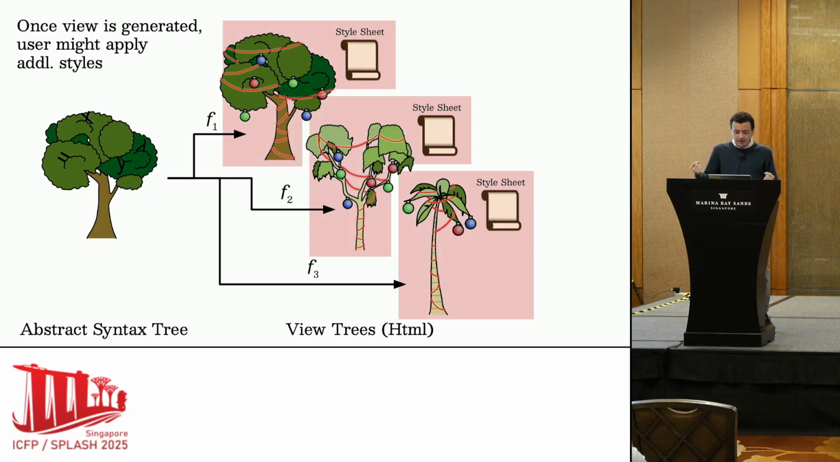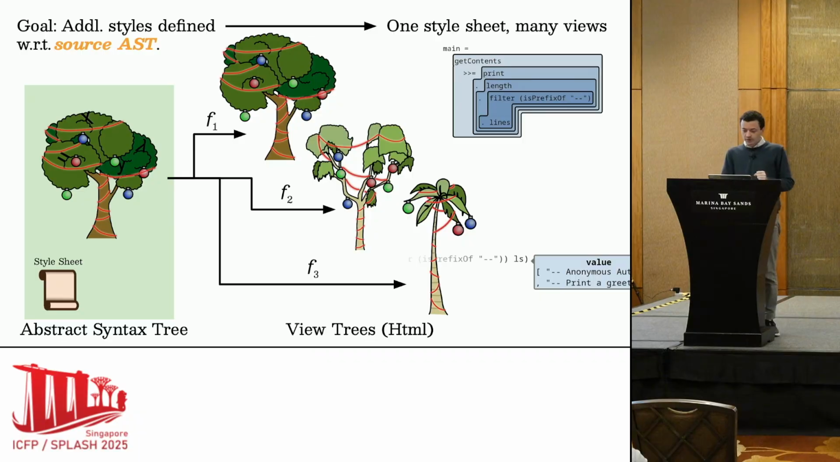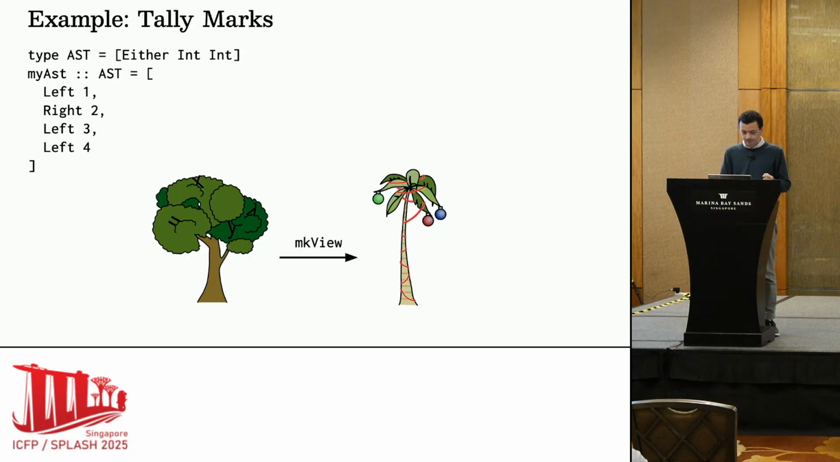In the limit, they have to write a different style sheet for each of these views because they might have different structure. But our goal in code style sheets is to apply styles to the source and have those styles propagate through the view function into the various views that the programmer might want to use. So the idea is that the programmer writes one style sheet which can style many different views.